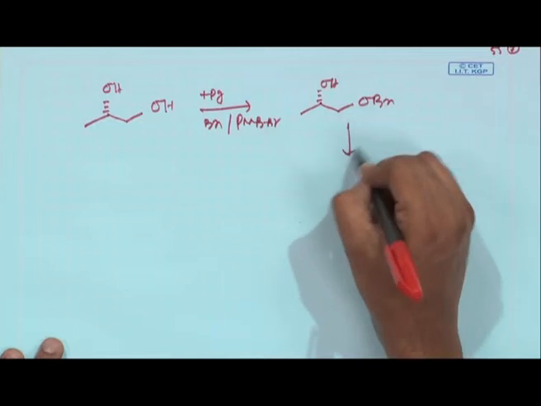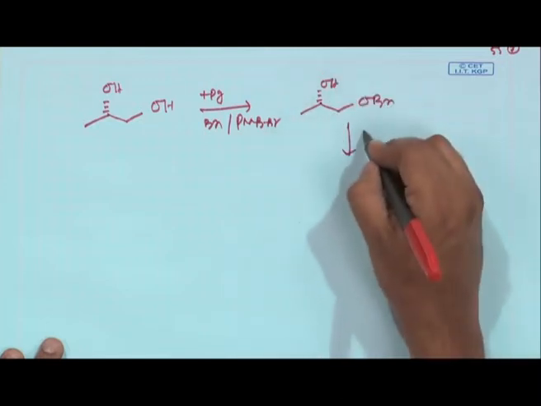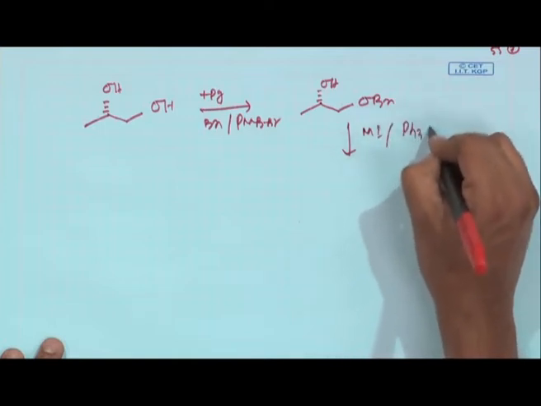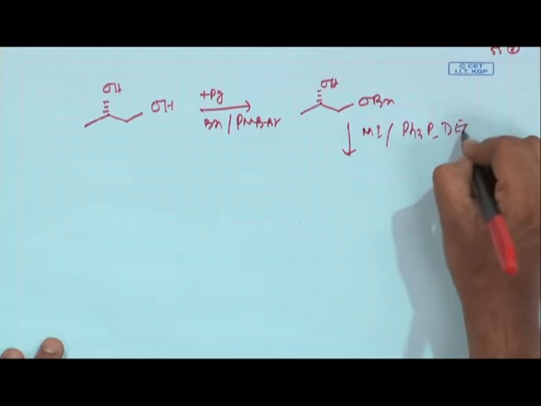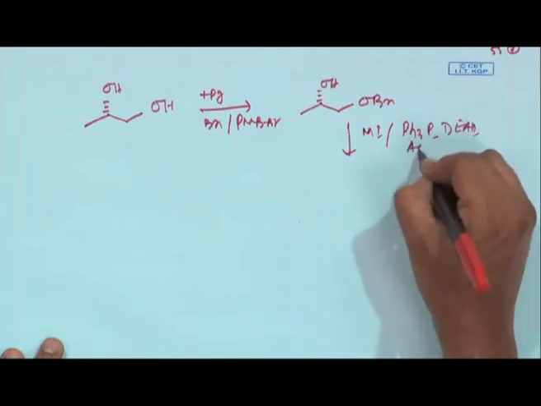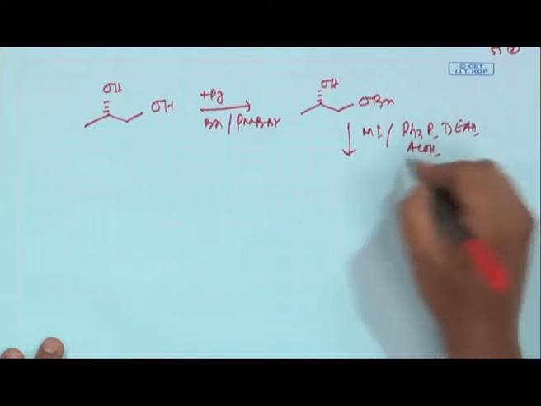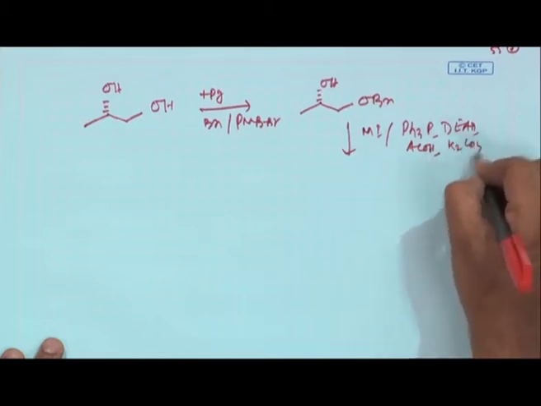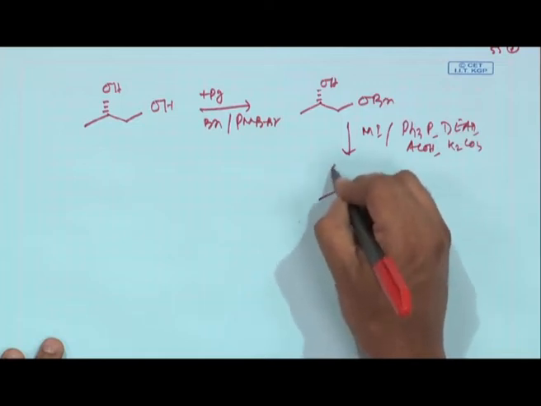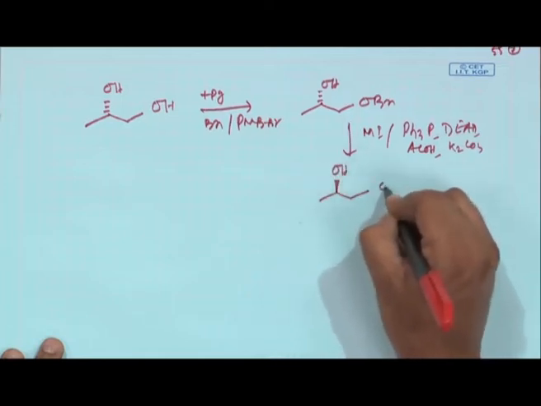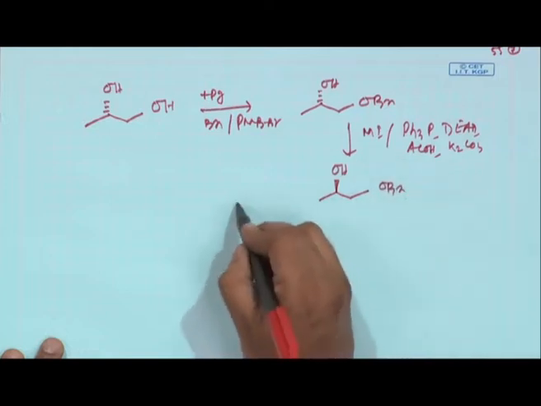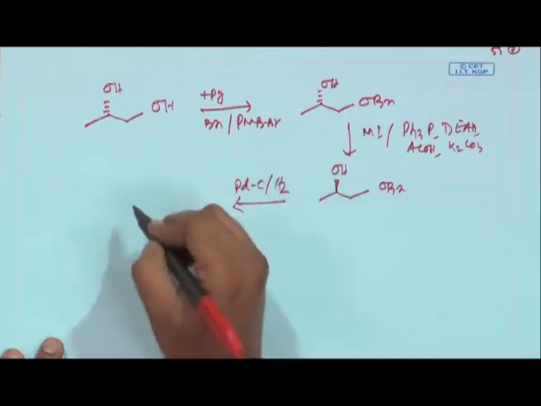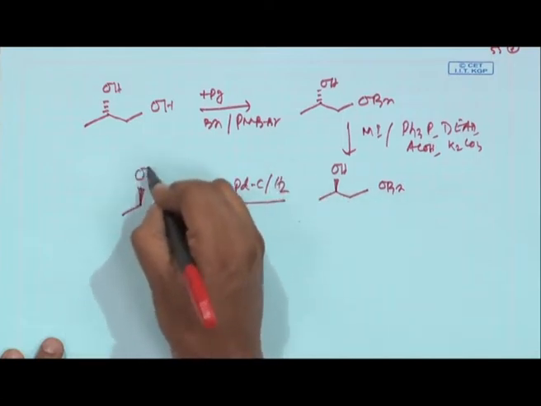Then, same as in the earlier problem, you do the Mitsunobu inversion by using triphenylphosphine, DEAD, acetic acid, and then potassium carbonate for acetate cleavage. So, basically you get this compound. Benzyl removal is easily done by palladium on charcoal and hydrogen, and then you get this OH.